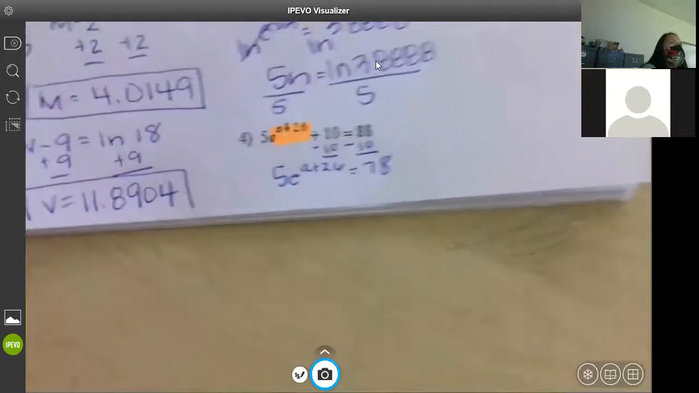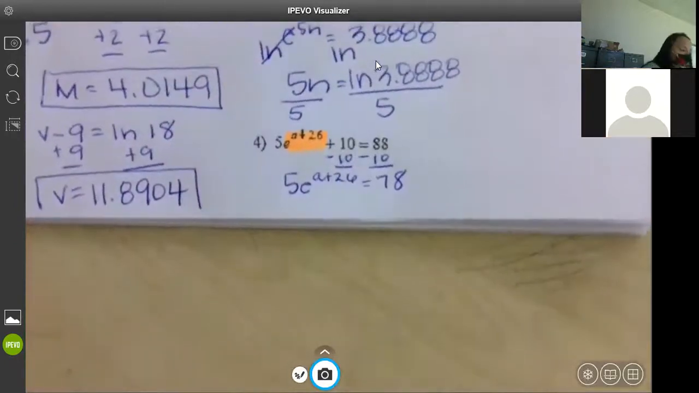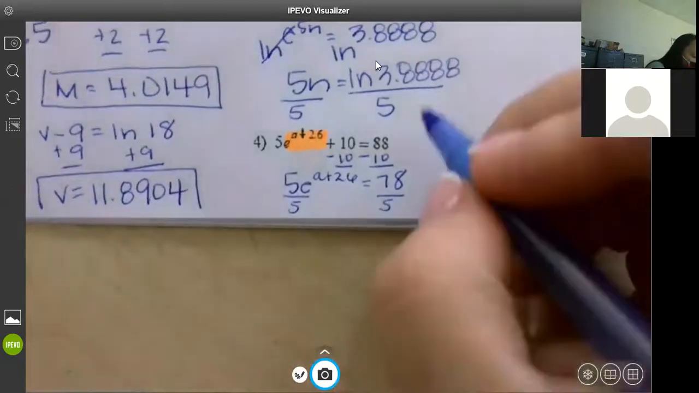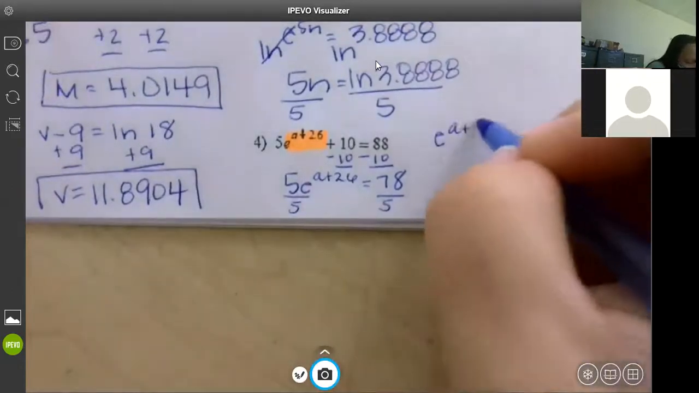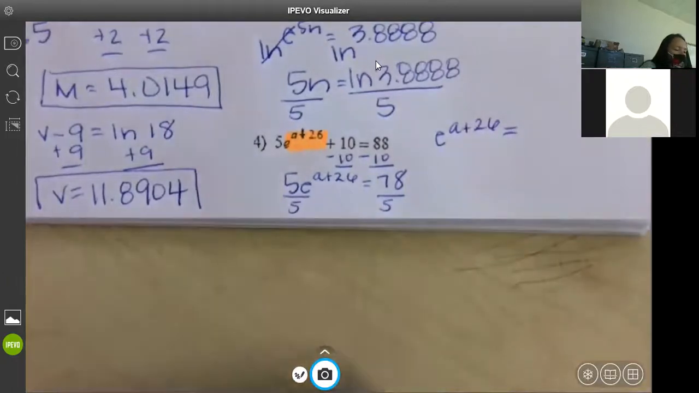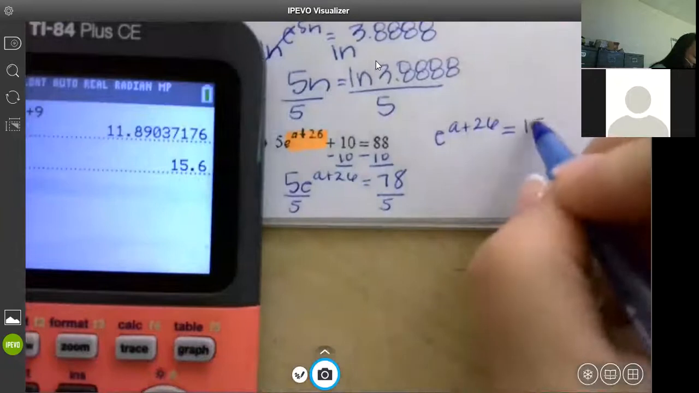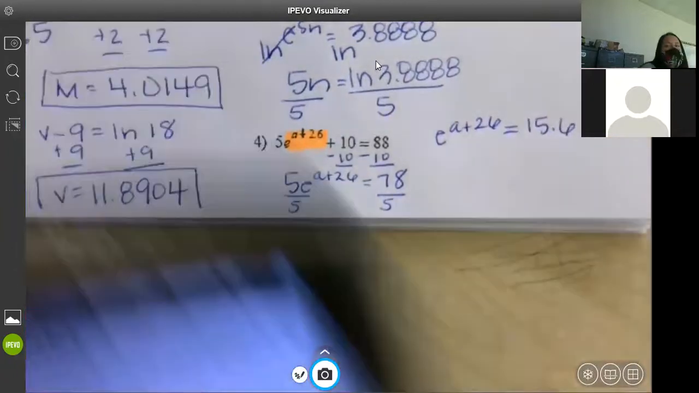And then how do I get E by itself? Divide by 5. So the equation that I'm trying to solve is E to the A plus 26 equals 78 divided by 5. I don't know what that is, 15.6. There you go.